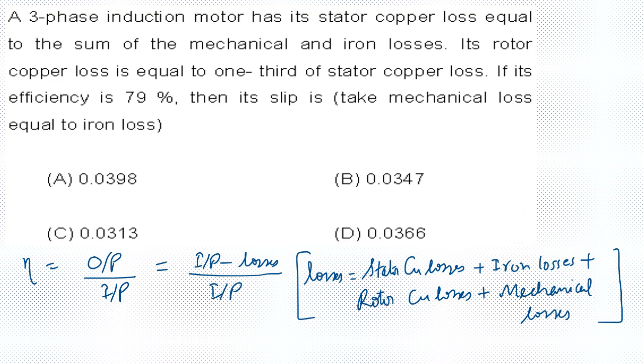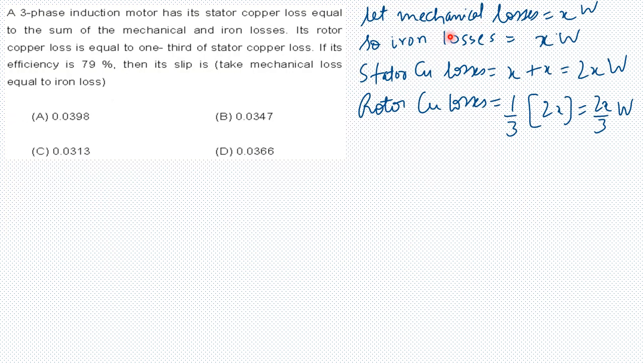Now what we can do here is assume that the mechanical losses are x watts. So our iron losses are also x watts. Why? Because he is saying that mechanical losses are equal to iron losses. We have to assume this. So if mechanical losses are x watts, our iron losses also are x watts.